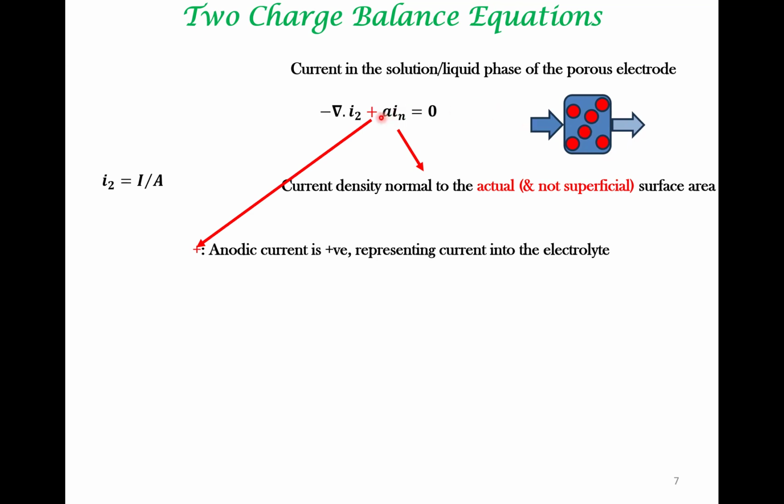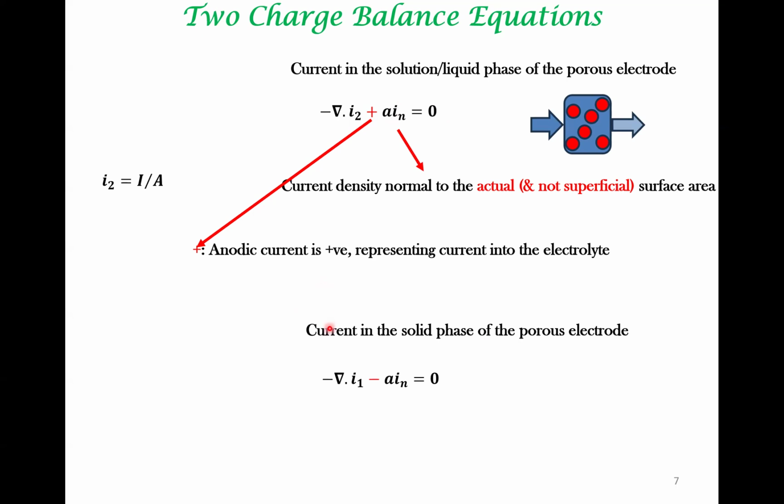There is a sign convention we adopt. A positive sign means there is an anodic current, representing current into the electrolyte. So if this term is positive, these two terms add up to 0. Why is that so? The current increases, so this term by itself is positive, and there is a negative term associated with it. This term is negative, this term is positive, and the sum of these two terms is 0. It is just a sign convention.